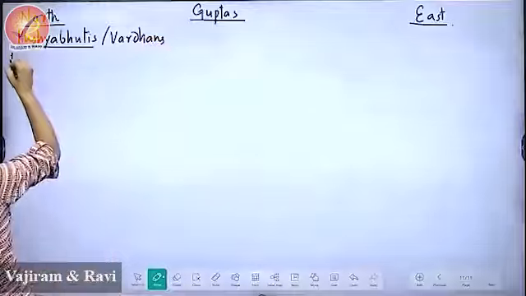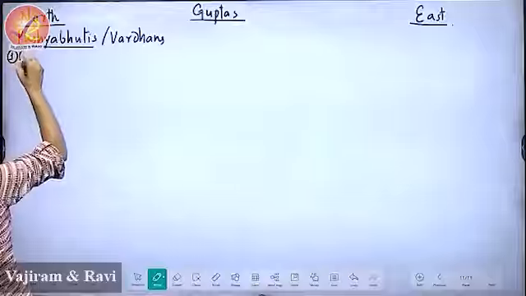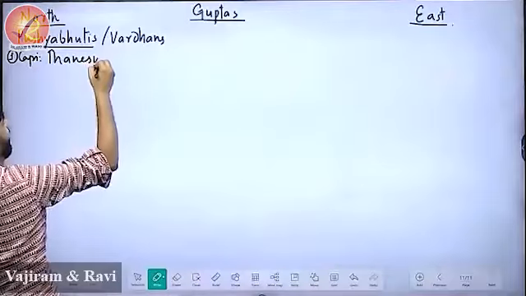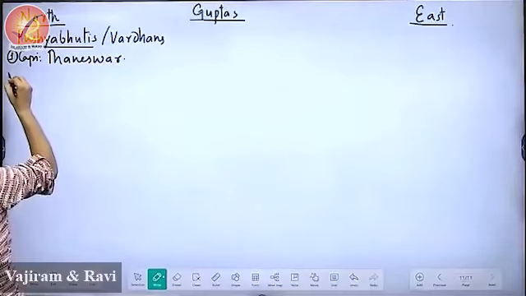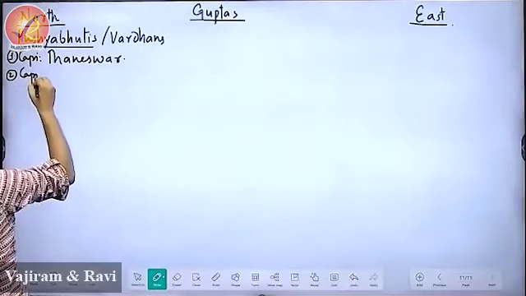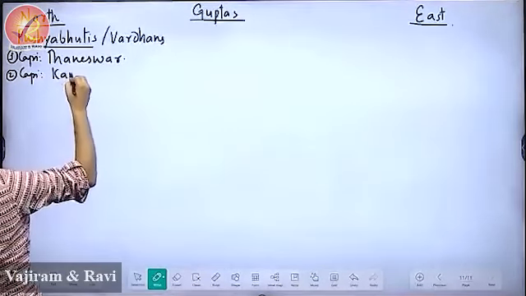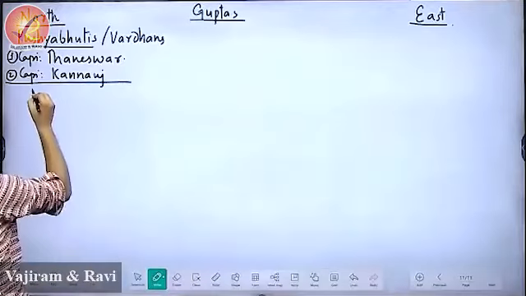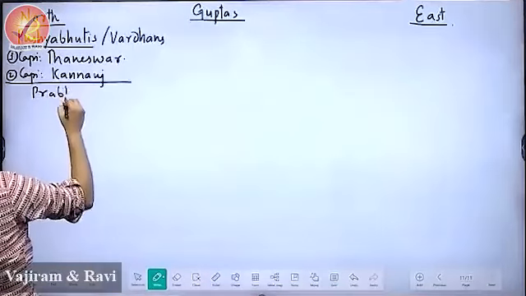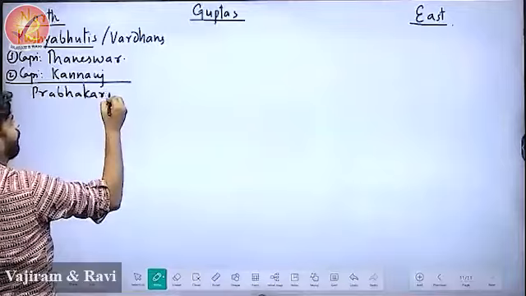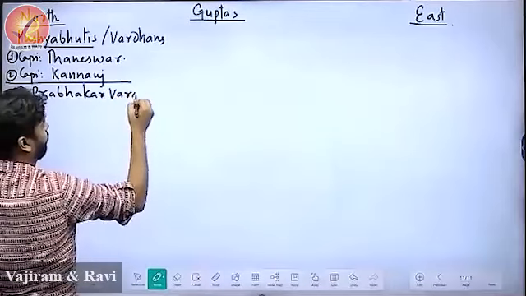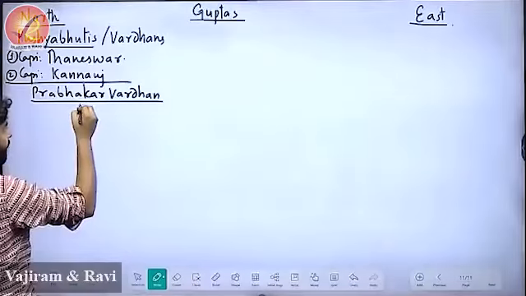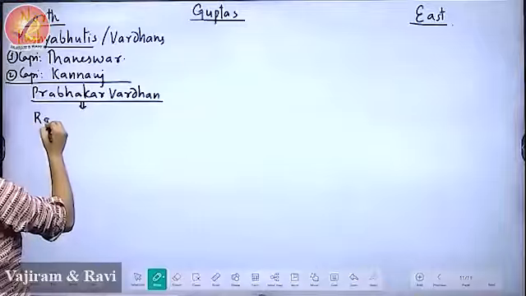They have two capitals. Capital number one, the first capital was Thaneshwar, modern day Kurukshetra. And capital number two, they shifted later to Kannauj. So they have two capital cities. The founder is Prabhakar Vardhan. After him comes his son Rajyavardhan.